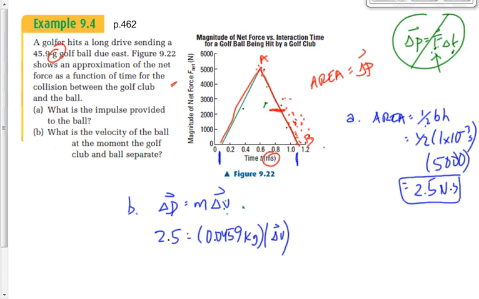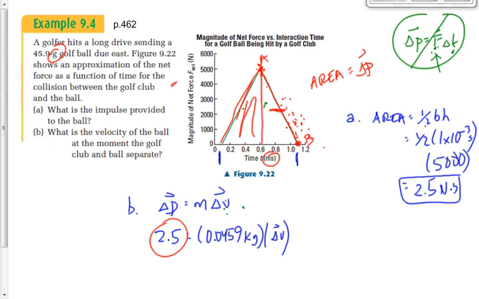The golf club and the ball separate right here. So the impulse that we want is 2.5. If they separated right here, then we'd have to find the area of only half of the triangle. But that's not the case. Okay, does that make sense? There could conceivably be a question sometime where you do have to find the impulse of part of the problem. But normally they'll tell you that if that's the case.